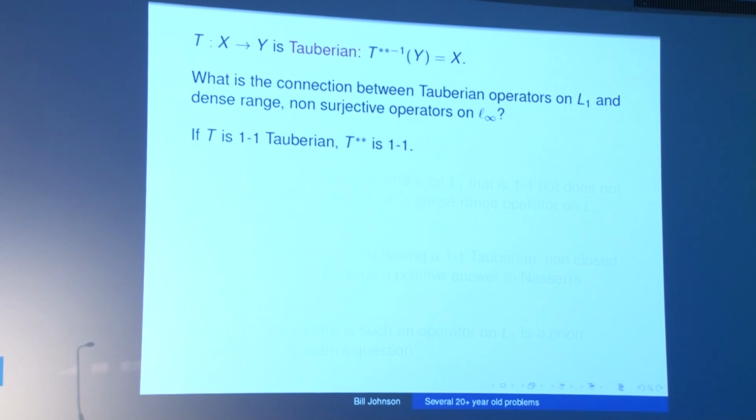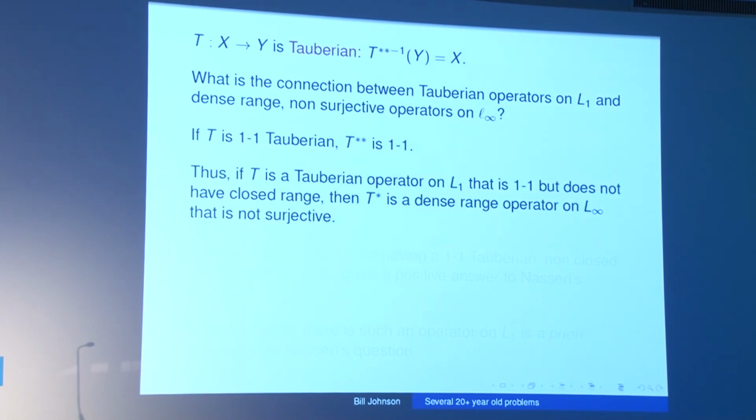Now, what's the connection, though, between Tauberian operators on L1 and dense range surjective operators on L infinity? Well, it's pretty obvious from the definition that if T is one-to-one Tauberian, the second adjoint is also one-to-one. So if you have a Tauberian operator on L1 that's one-to-one, but it doesn't have closed range, then the adjoint has to have dense range, because dense range for T star is the same as one-to-one for T double star. And closed range for T is the same as closed range for T star. So this would be a dense range operator on capital L infinity that's not surjective.